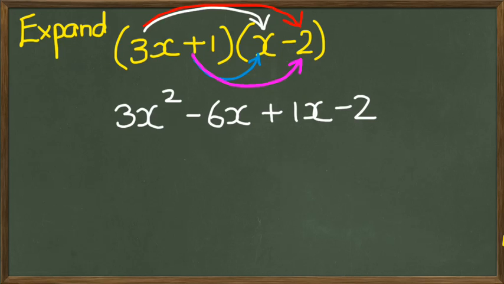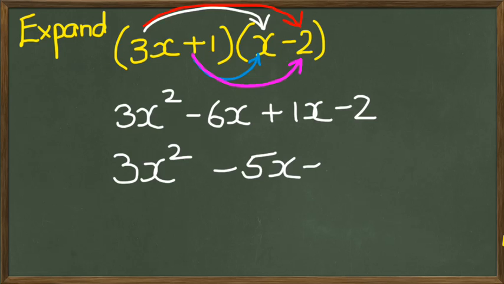Now, you've got to simplify your answer. So when you simplify this answer, you should get 3x squared, well, it's not plus. Thanks, Kevin. Minus 5x minus 2. So that should be your first answer.